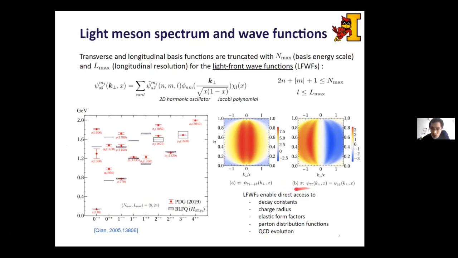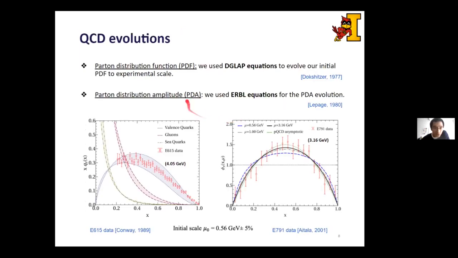So here I'll show you the lowest light-front wave function, which is for the pion. Here's the singlet state, and this is the up and down light-front wave functions. In addition, the light-front wave functions enable direct access to compute the decay constant, charge radius, elastic form factors, parton distribution functions, and their evolutions, and so forth. In particular, I show here the calculation of the parton distribution function, PDF, where we use the DGLAP evolution equation to evolve our initial PDF to the experimental scale.